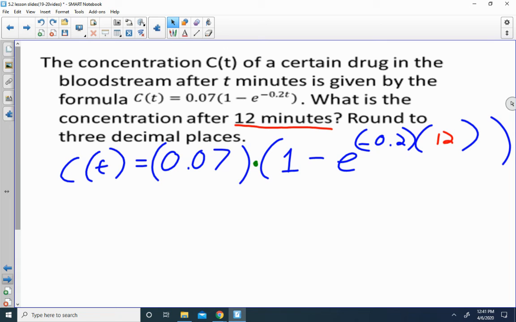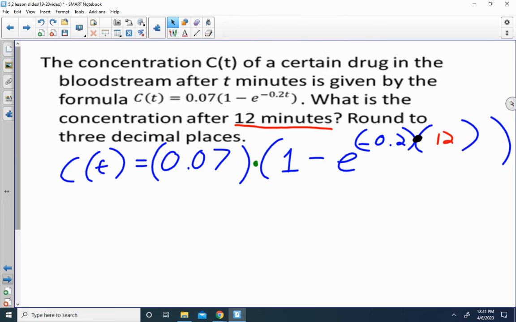Now, I must warn you, do not type in all of this all at once. Please do not type this entire function into the calculator. Again, the calculator really sucks at order of operations. So if I were you, I would do one step at a time. I would first go ahead and multiply these two together.